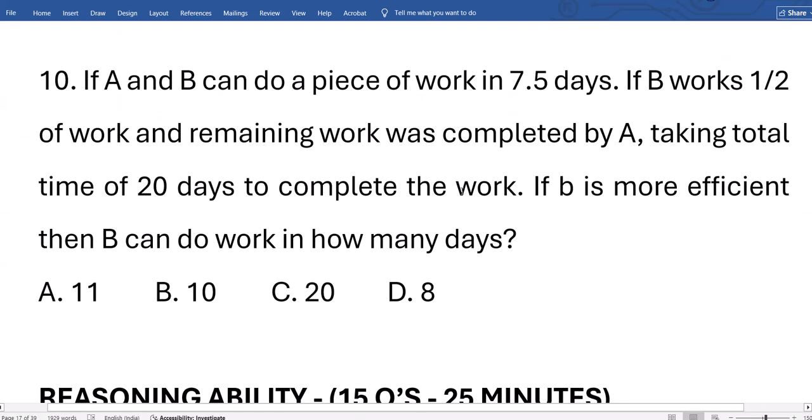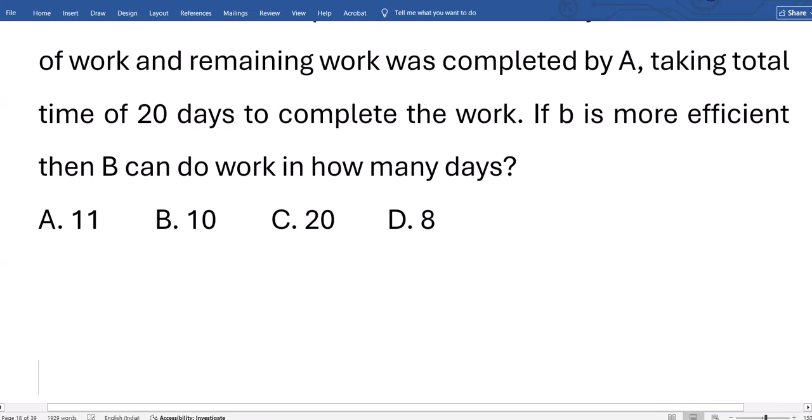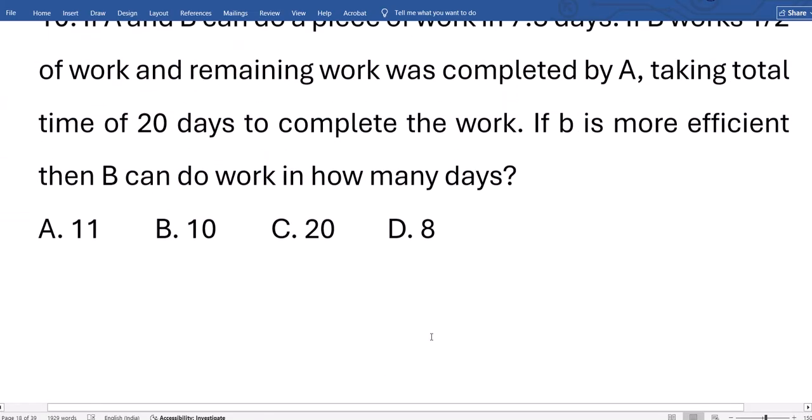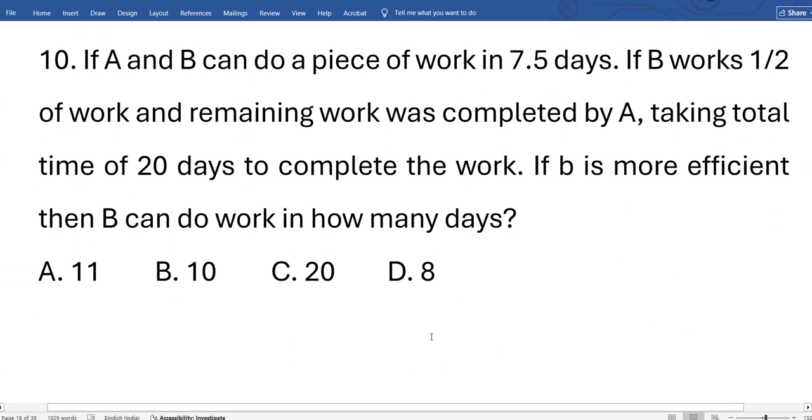Right. Now again, time and work question. The previous question was worthy, and this question is also a good worthy question. Concept next level.